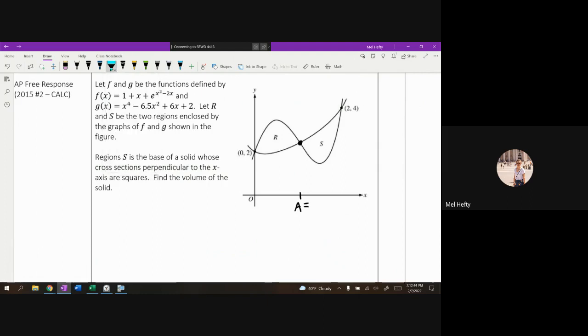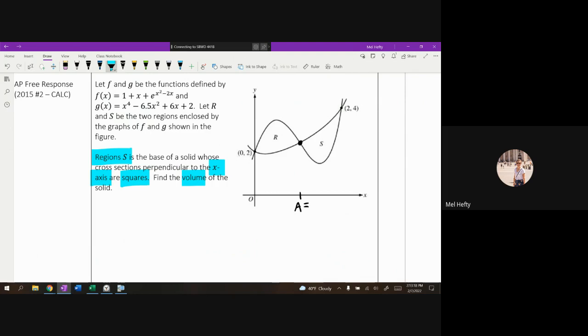I'll give you a sec. Okay, perpendicular to the x-axis, that's important. Squares. All right, volume, that's going to help us because we need to know whether we're doing area or volume. That's good, we did area last time. I would say there's one more thing that's really important. Region S. We are actually only dealing with S here and not with R. So we only have to deal with one of them.